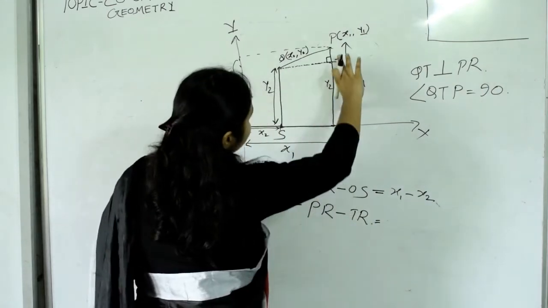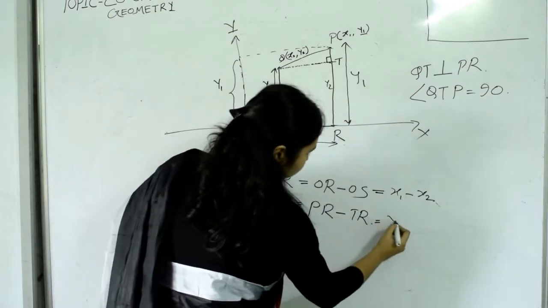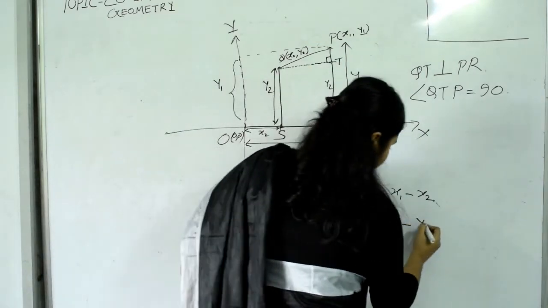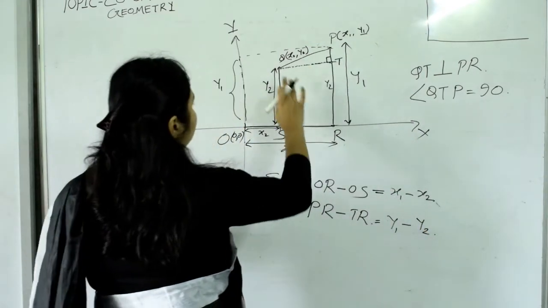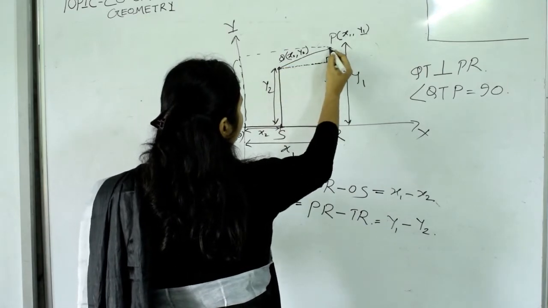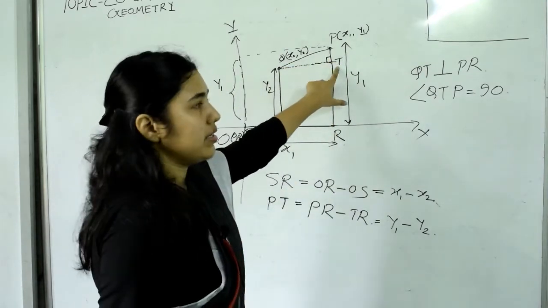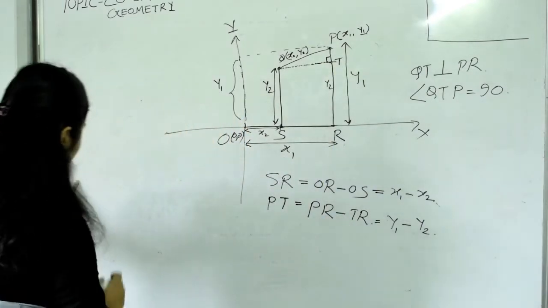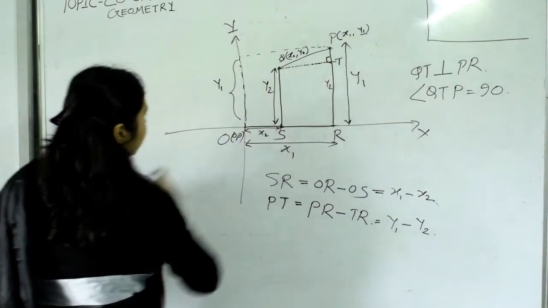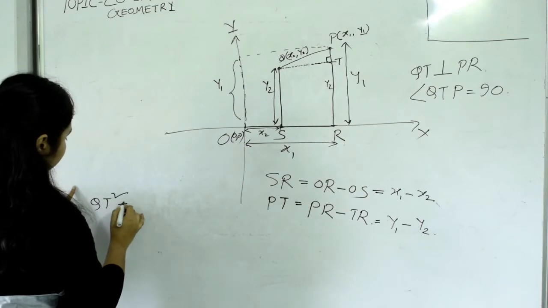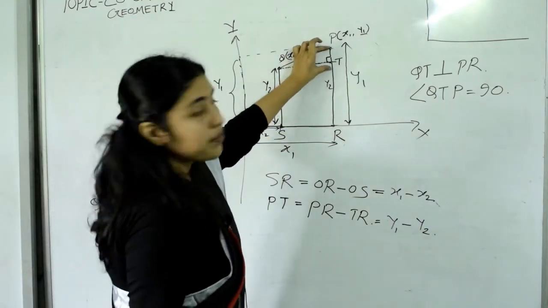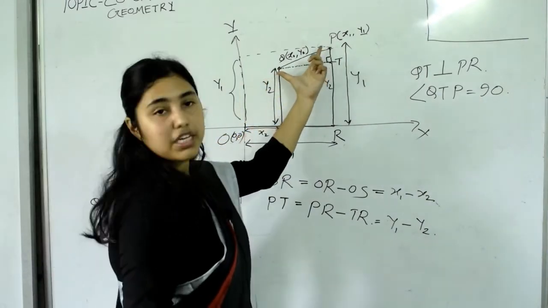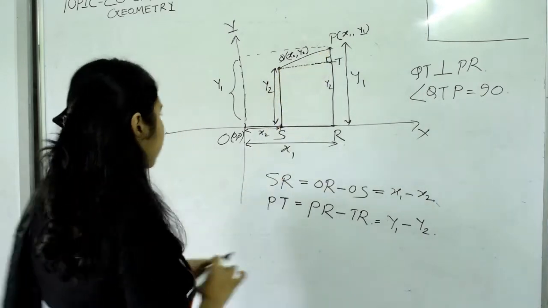So right here the value of PR, which is y1, minus the value of TR. TR is y2. Now consider this triangle PQT. This angle is a right angle, right? So we can use the formula QT square plus PT square is equal to PQ square, which is our hypotenuse.